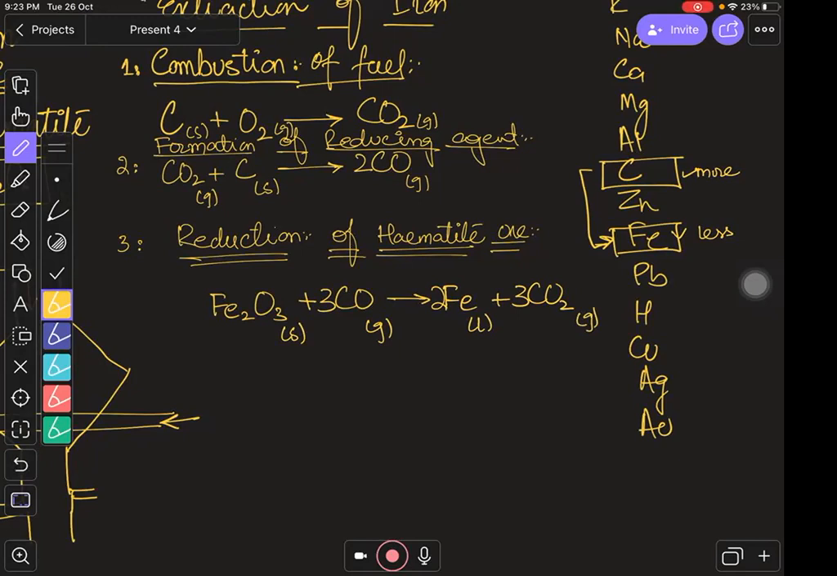You can see over here, this is reduction. Reduction is what? Reduction is actually loss of oxygen. So you can see that iron loses oxygen, right? Loss of oxygen is called reduction. So right now, iron oxide is reduced to iron.